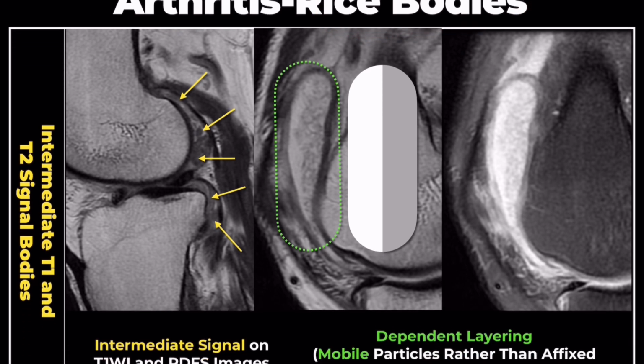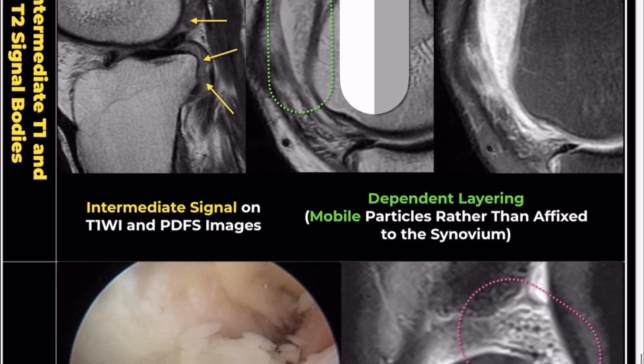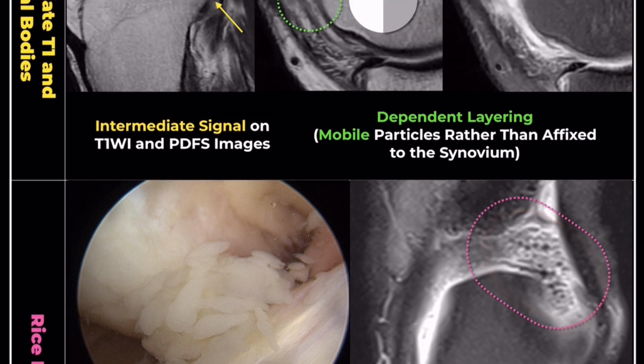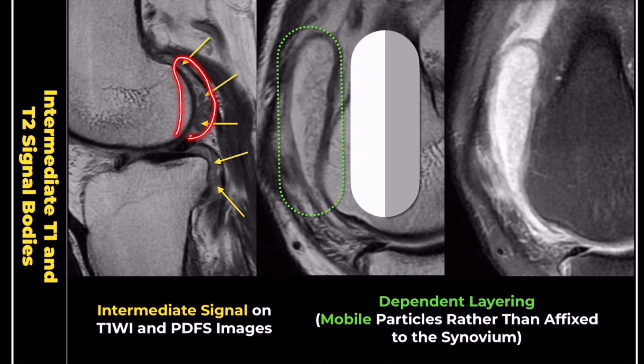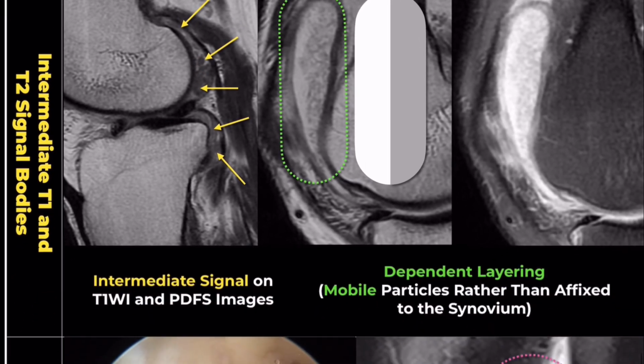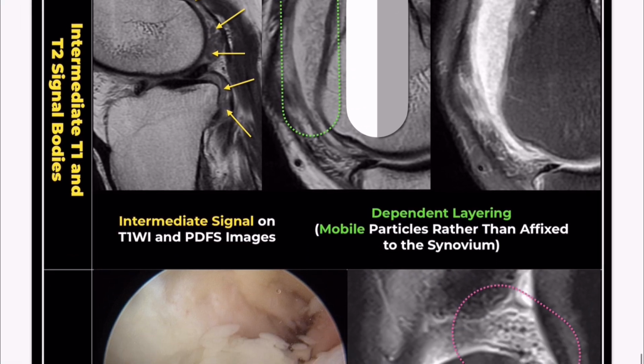In our imaging studies, we observe numerous tiny nodules with intermediate signal intensity. These small, irregular intra-articular structures, known as rice bodies, demonstrate intermediate signals on both STIR and T1 weighted images. It's important to note that these tiny bodies show no fat signal, as they are composed of fibrinous tissue.